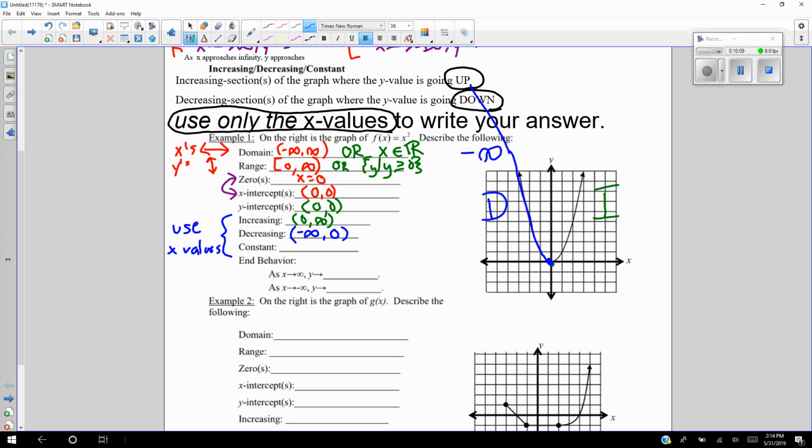Of course, constant is kind of where the graph flatlines, where it doesn't change. This graph is not constant anywhere, so I'm just going to put not available in there.